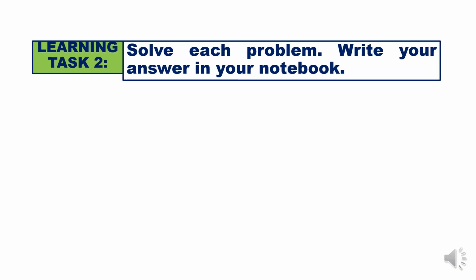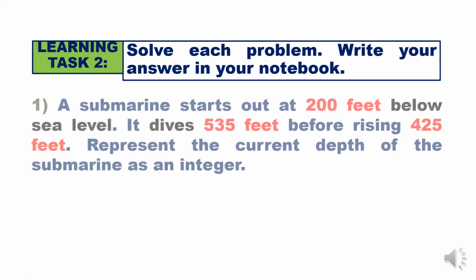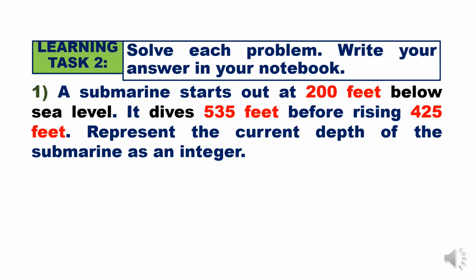For learning task 2, solve the problem. Write your answer in your notebook. A submarine starts out at 200 feet below sea level. It dives 535 feet before rising 425 feet. Represent the current depth of the submarine as an integer. For solution, negative 200. Why negative 200? Because below sea level represents negative. Then plus another negative, which is negative 535, since dives represents negative. So negative 200 plus negative 535, the answer is negative 735.